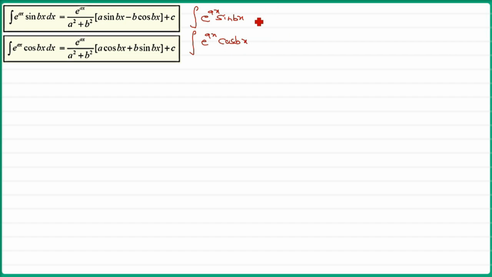The similarity first is that first term remains the same. That is e raise ax divided by a square plus b square in both the terms. So e raise ax over a square plus b square, just write it here. They both will be found in both of the equations. Now inside this, of course, we are dealing with indefinite integrals, so we ought to have a constant of integration.